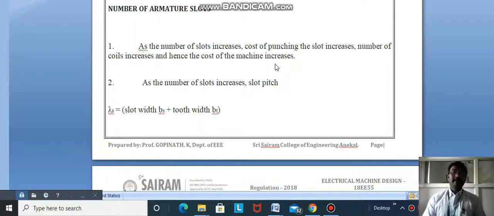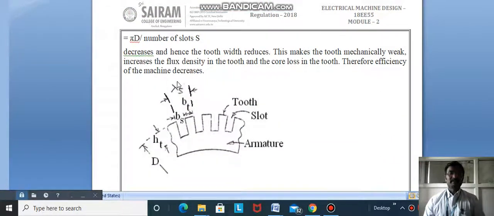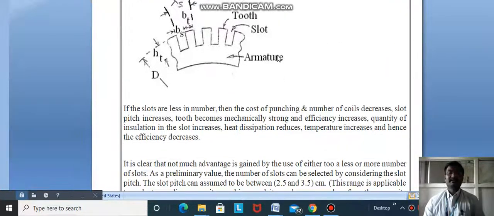When we go for a larger number of slots, the punching will be more, the coils increase, and the cost of the machine increases. As the number of slots increases, the slot pitch λs, which is equal to slot width bs plus tooth width bt, decreases, and hence the tooth width reduces. This makes the tooth mechanically weak. It increases the flux density in both the tooth and the core, and the core loss. Therefore, the efficiency of the machine decreases.